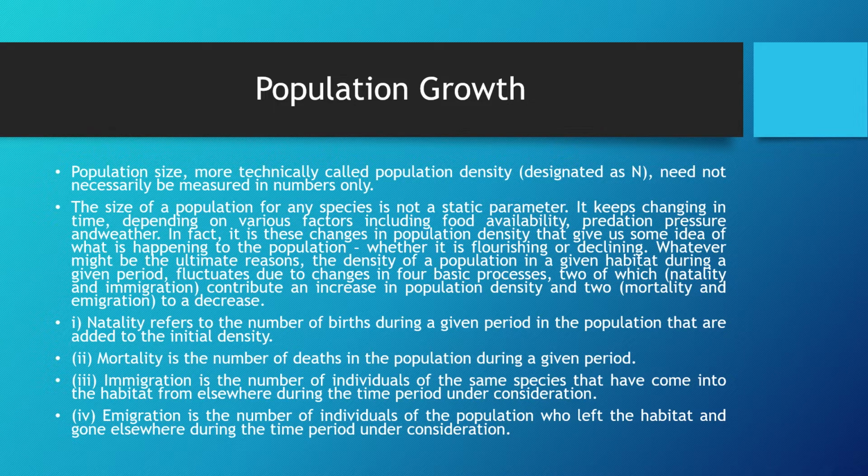The third factor is immigration, which is the number of individuals of the same species that have come into the habitat from elsewhere during the time period under consideration. The fourth factor is emigration. It is the number of individuals of the population who left the habitat and gone elsewhere during the time period under consideration.